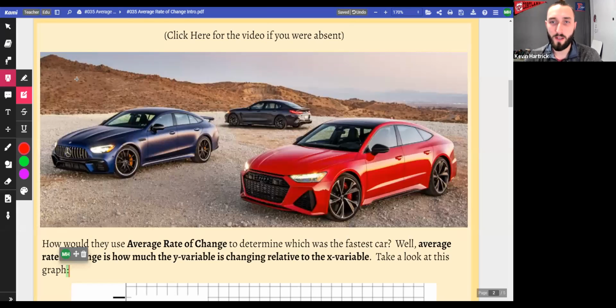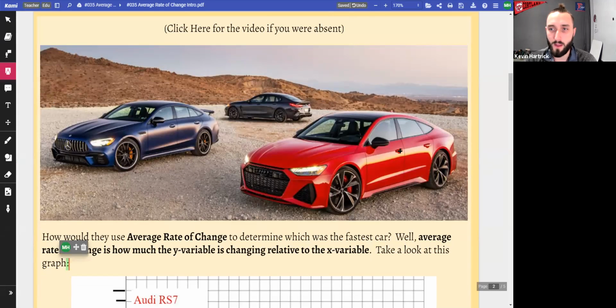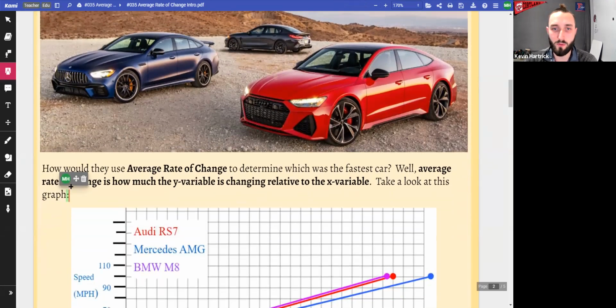All right, page 2. So here's another awesome photo of 3 cars when they were testing them. This one in the front here is the Audi, that's the red one. The blue one over on the left-hand side, that is the Mercedes AMG. Then in the back is the BMW. So another view of these 3 cars. We're going to determine the average rate of change of these in terms of their speed.